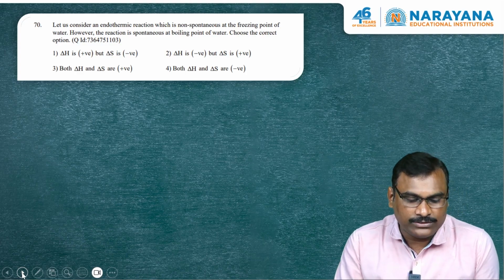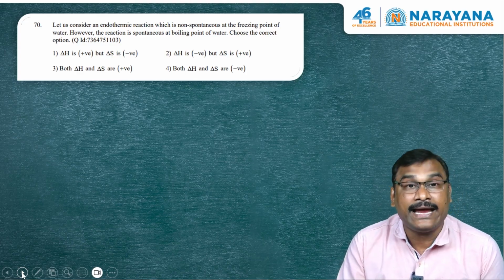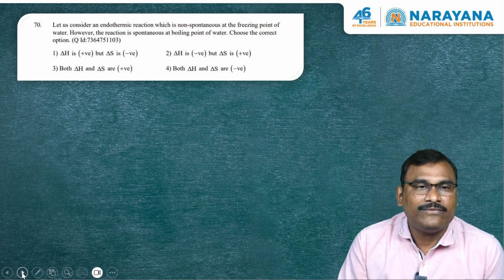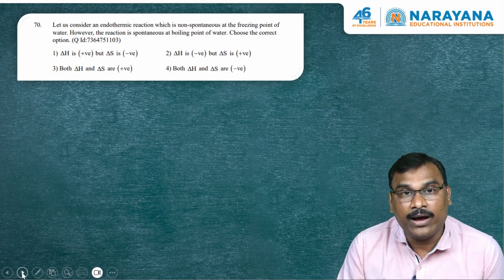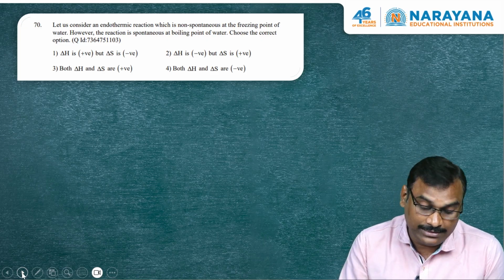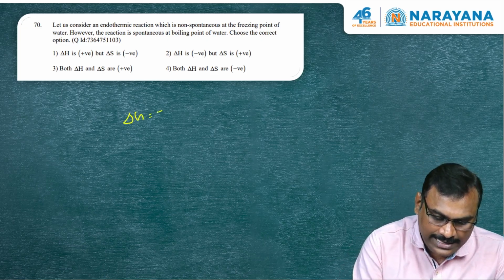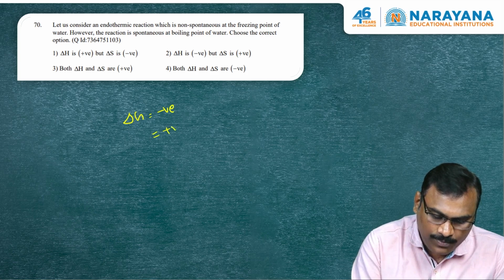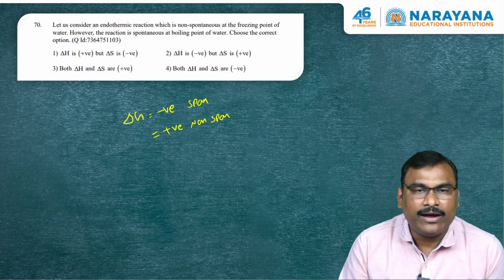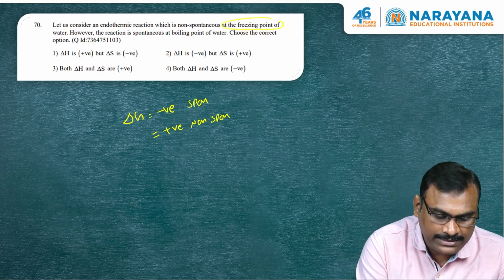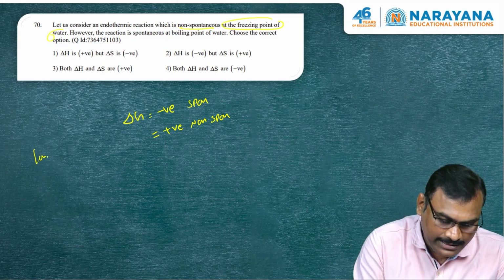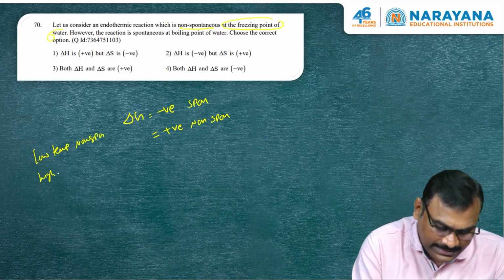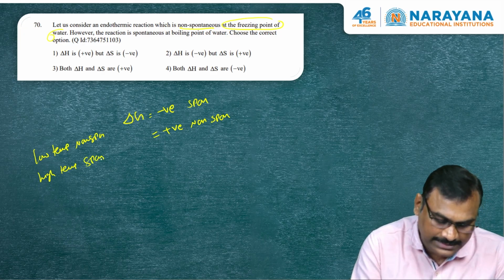Let us consider the endothermic reaction, which is non-spontaneous at the freezing point of water. However, the reaction is spontaneous at the boiling point of water. Choose the correct one. You see, delta G negative is spontaneous, delta G positive is non-spontaneous. Here, according to the given condition, at freezing point, the reaction was non-spontaneous. That means at low temperature non-spontaneous, at high temperature it is spontaneous.